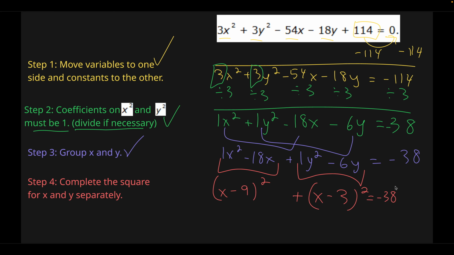And I apologize, I don't know why I put x here. These were the y's, so let's fix that. Should have been y minus 3 squared. And then when you add all these together, you get 52. So the final answer is x minus 9 squared plus y minus 3 squared equals 52. And now this is in standard form, so we are good to go.